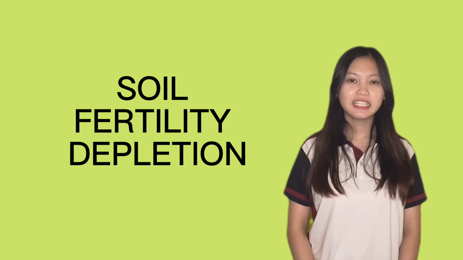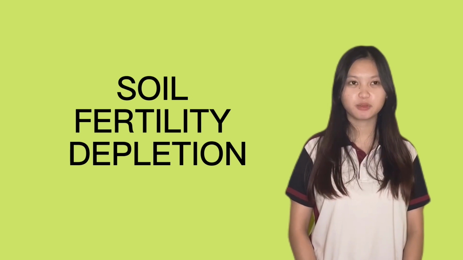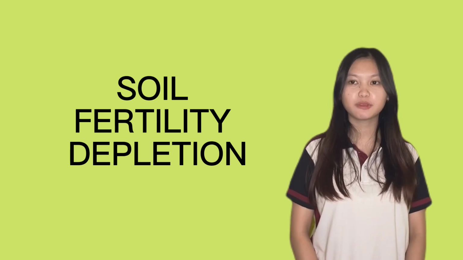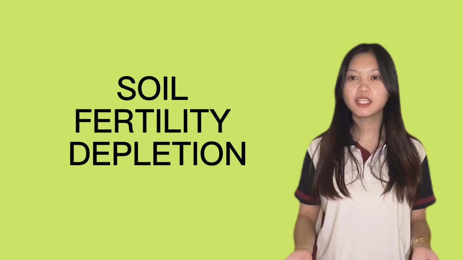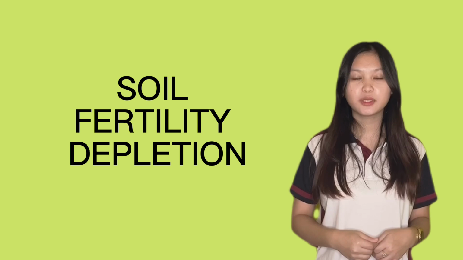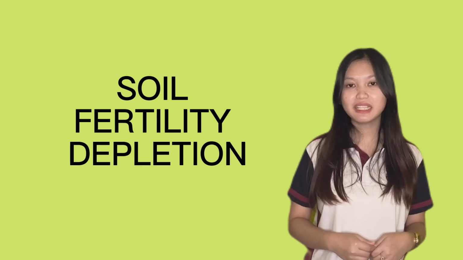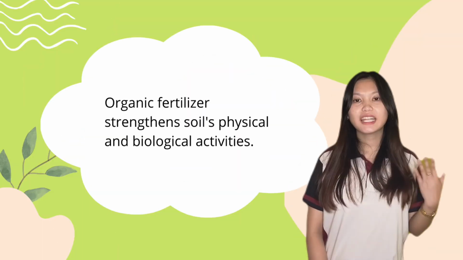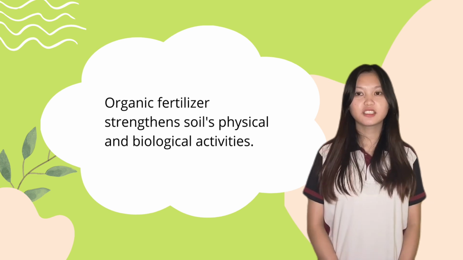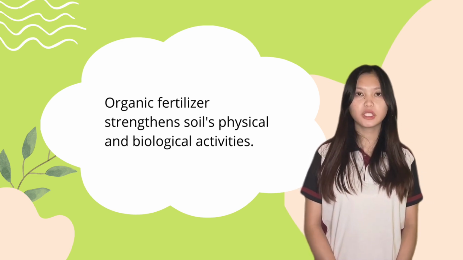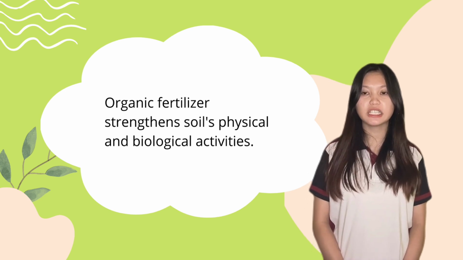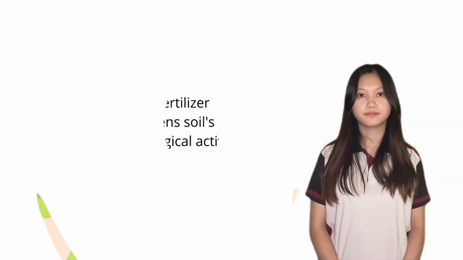For example, soil fertility depletion. It is a major issue in many countries when it comes to sustaining agricultural production and productivity. The use of inorganic and organic fertilizer alone has an impact on the plant's growth, nutrient availability, and soil health. Organic fertilizer strengthens the soil's physical and biological activities, but it has a low nutrient content, so a larger quantity is required for plant growth.